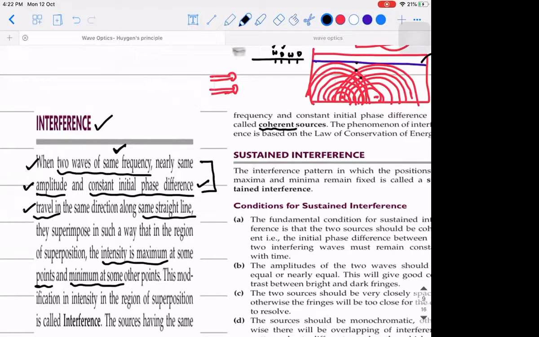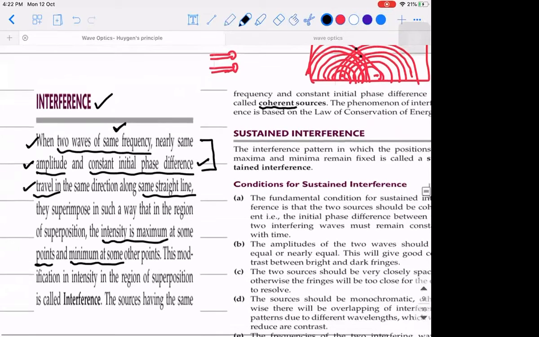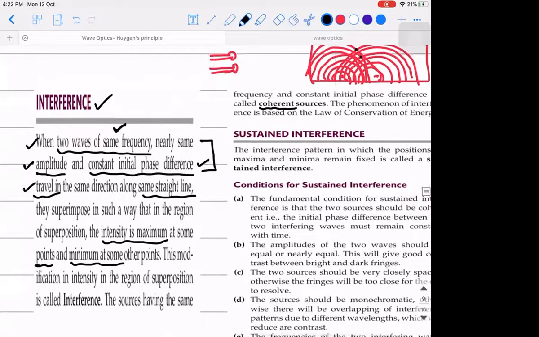It's a very, very important point. Please make a note of it. So the sources having the same frequency and constant initial phase difference are called coherent sources.